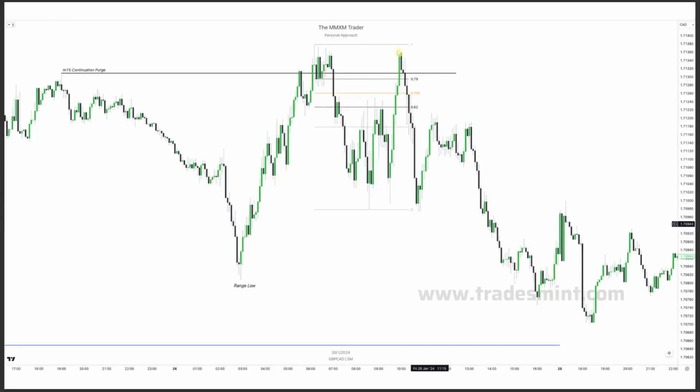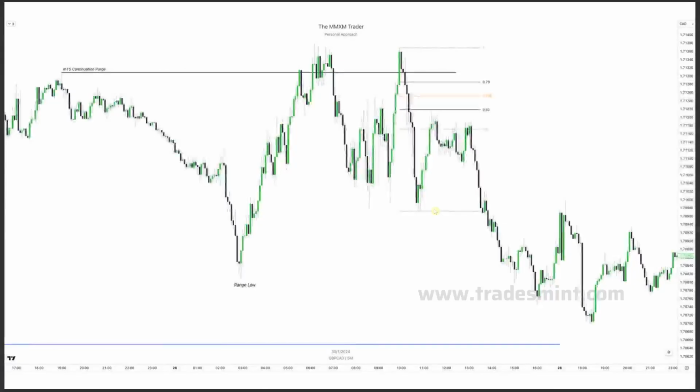It went very deep into premium, but it's still respecting that order block that formed over here, right? So that is the most important part. That's why you should always put your stop loss above the order block or the swing high point, and then it declines down lower.